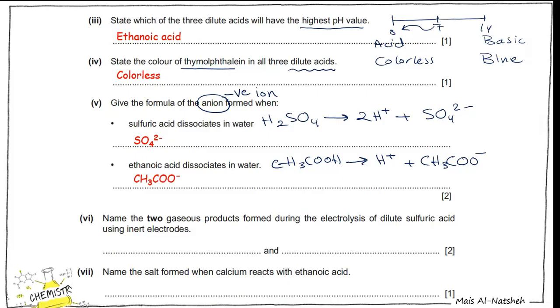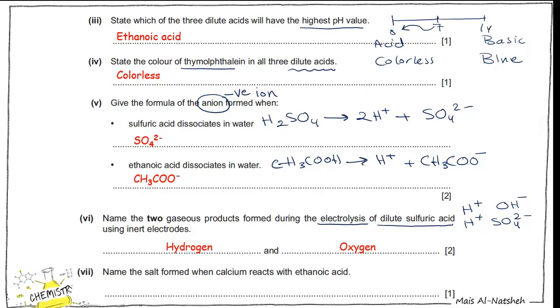Name the 2 gaseous products formed during the electrolysis of dilute sulfuric acid. When I'm talking about a solution of sulfuric acid, the ions present are hydrogen ions and hydroxide ions from water, and hydrogen ions and sulfate ions from the sulfuric acid. So the product at the cathode would be hydrogen gas and at the anode would be oxygen gas.